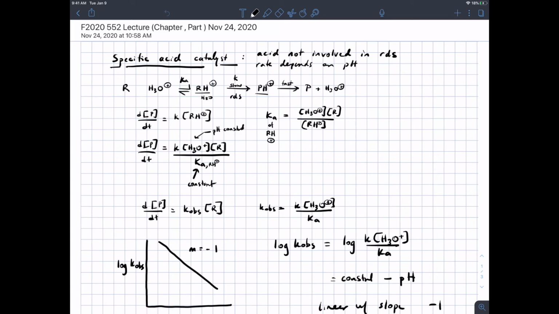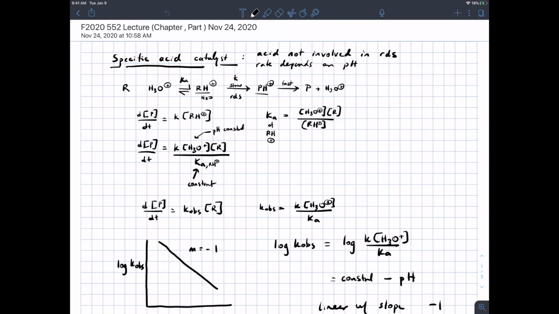I'm hoping that this is our last bit of stuff in chapter 9. We've been talking about specific acid catalysis, and we've talked about how this basically means the acid is not involved in the rate determining step, but rather in an equilibrium that happens before the rate determining step.